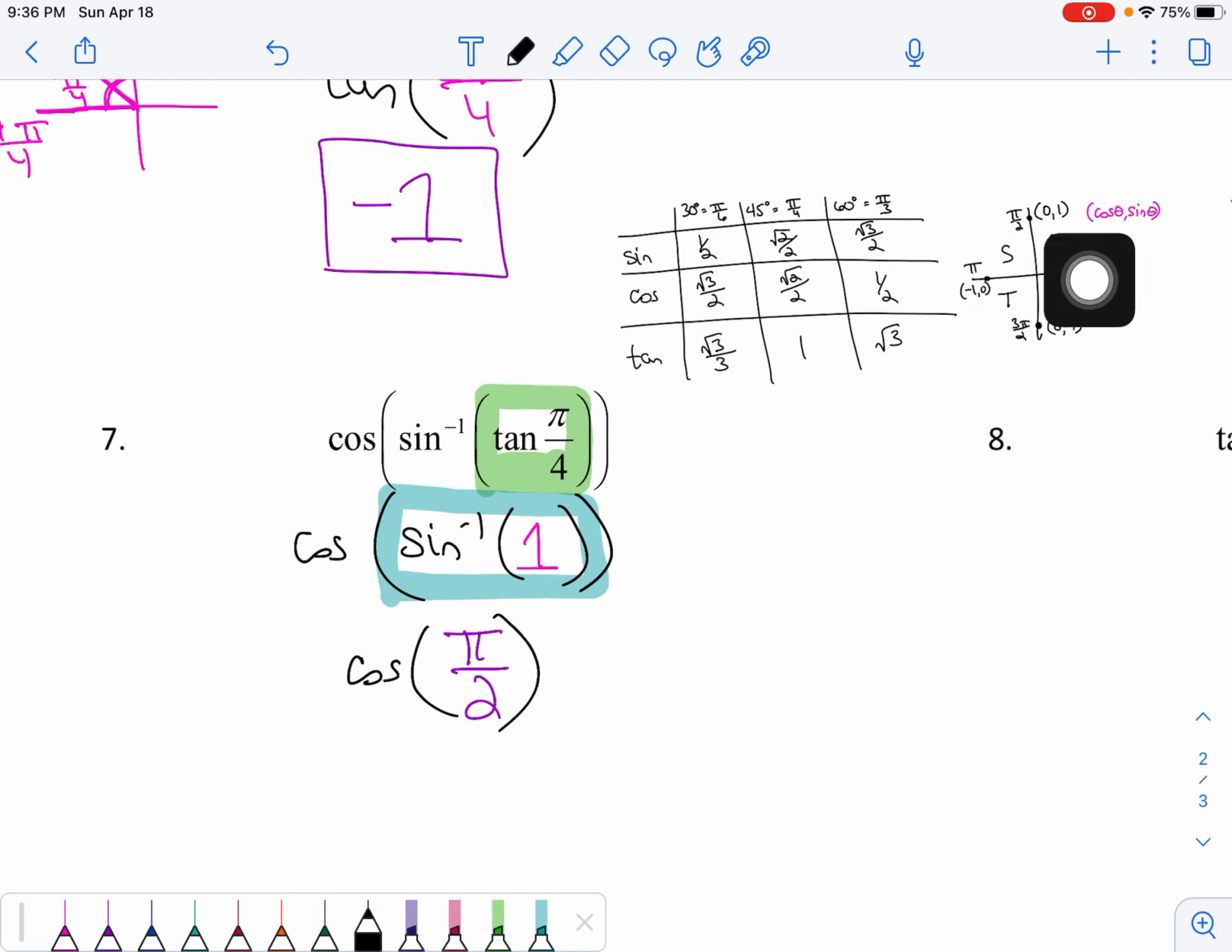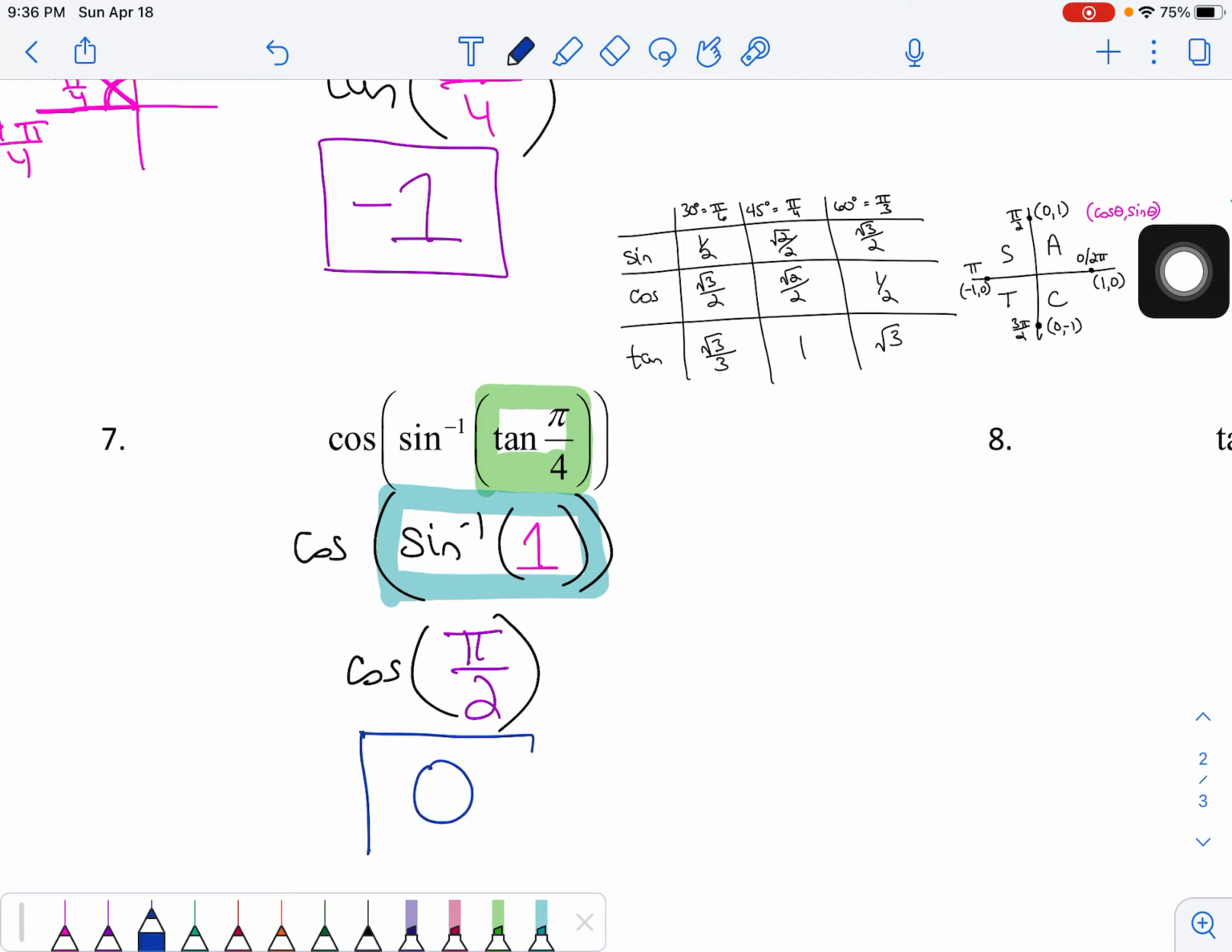Well, go back to that exact same coordinate pair, but instead of looking at the y value, I'm going to look at the x value, and that x value is 0. So the cosine of the inverse sine of the tangent of pi over 4 is equal to 0.